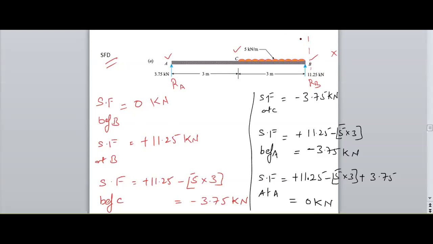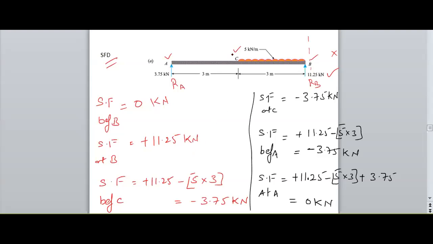At B, the section is at B now. Therefore, I need to consider the point load which is moving upward direction, whose magnitude is 11.25. Therefore, 11.25 upward direction, positive. We are getting a positive value.